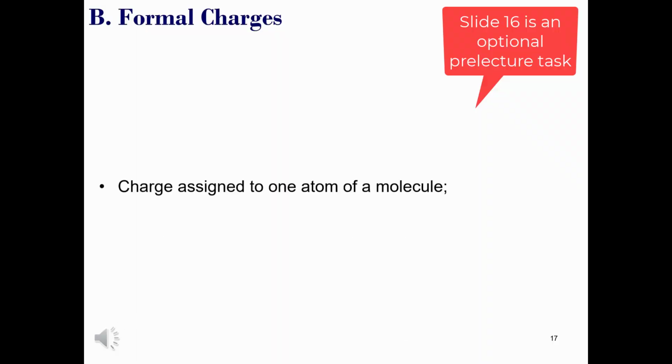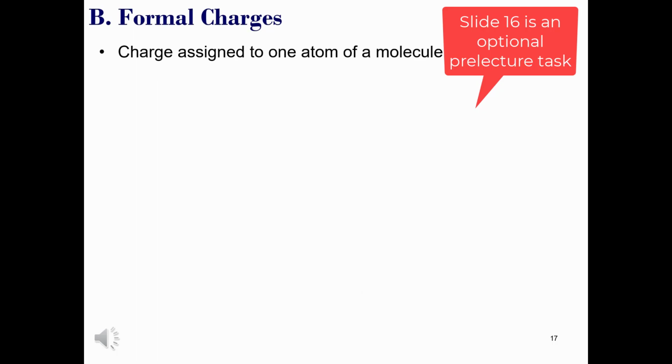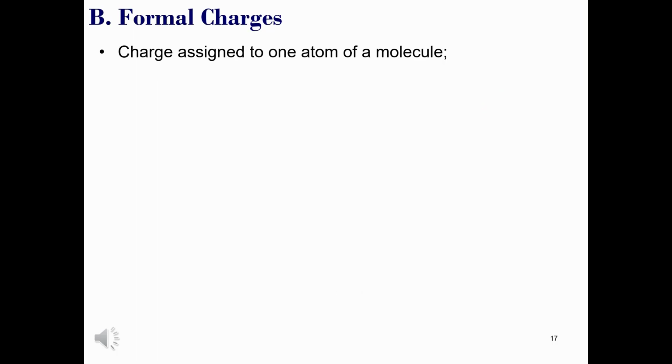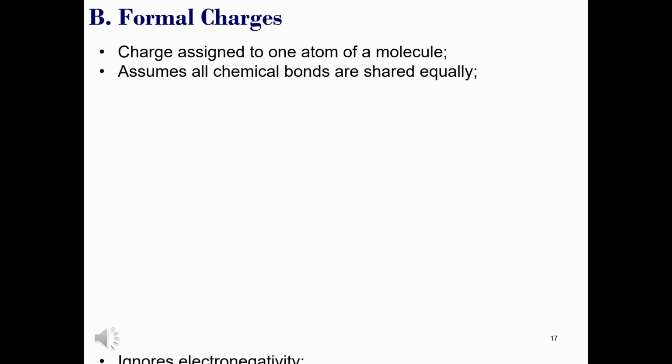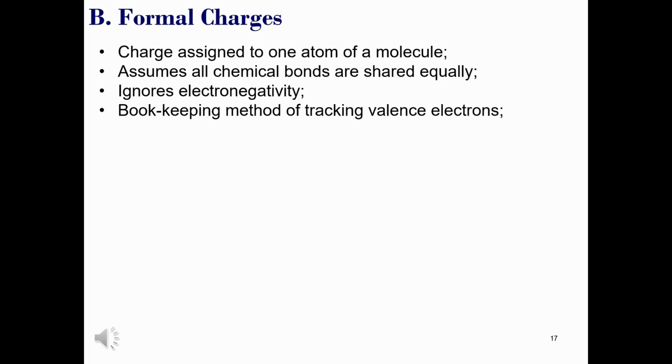Now, a formal charge is the charge that's assigned to an atom in a molecule or in an ion. And what it assumes is that the electrons in all the chemical bonds are being shared equally between the atoms, regardless of their relative electronegativities. Now, we'll talk about how to calculate formal charges on the next few slides. But it's important to keep in mind that formal charges are just that, formal. Think of it as a bookkeeping method for electrons.